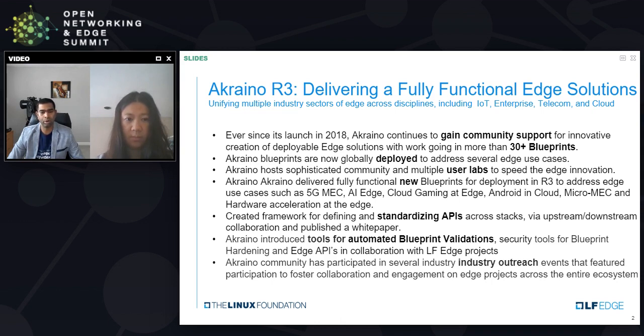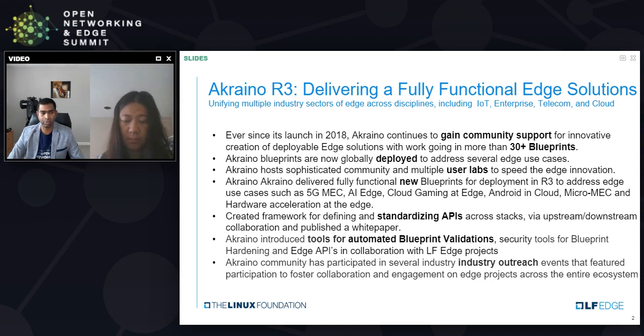The blueprints and the solutions are all tested in the user labs, and this is very important for any open source community. Especially this community puts a lot of effort into testing the blueprints and ensuring the quality of the blueprints. So the community has more than 10 user labs and one community lab to test all these blueprints. The blueprints cover a wide area of use cases, including 5G MEC, AI at edge, cloud gaming at edge, Android in cloud, micro MEC. These are a couple of key areas, but we will touch base on other areas where the community has delivered blueprints as well.